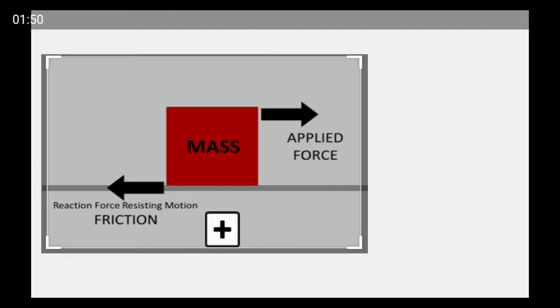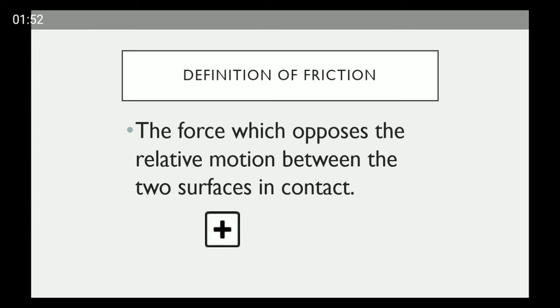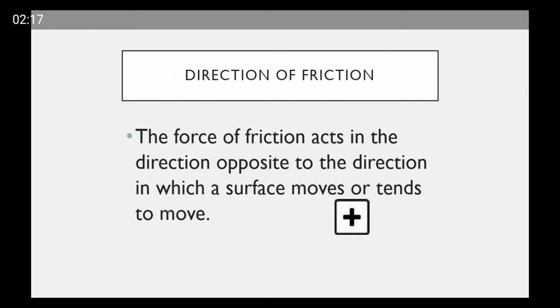Let us see how we can define friction. Definition of friction: the force which opposes the relative motion between the two surfaces in contact. Now we will see in which direction the force acts.